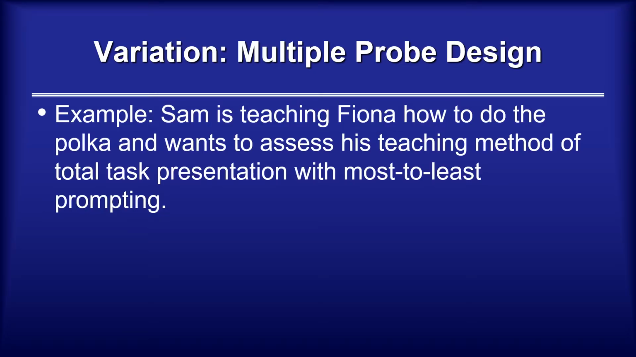For example, Sam is teaching Fiona how to do the polka and wants to assess his teaching method of total task presentation with most to least prompting. If Sam carries out 10 baseline sessions, it's likely that Fiona will learn it a little bit during these sessions just by having the opportunity to observe and/or practice, even without feedback and prompting. This means that we have a confounding variable, and the baseline data may show an upward trend.